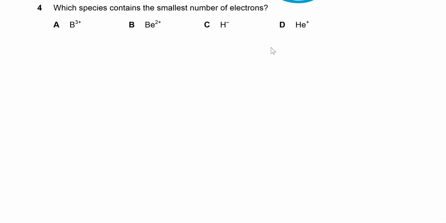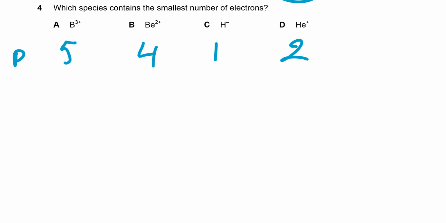Now, to solve this question, first of all, write the number of protons of each element. Boron, it's 5 protons. Beryllium, it's 4. And hydrogen it's 1, and helium it's 2.